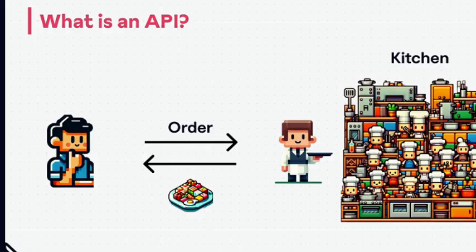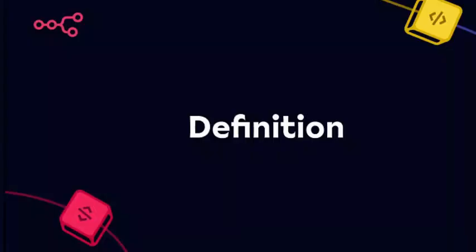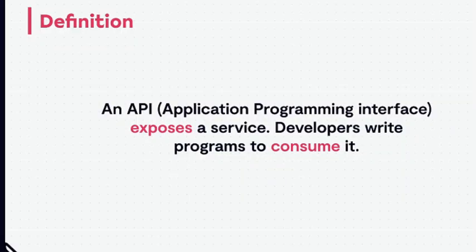We're going to be using this analogy to explain the different parts of an API. So keep this in mind while we go through this video. A technical definition of an API. So an API is an application programming interface. It exposes a service and developers write programs to consume it.